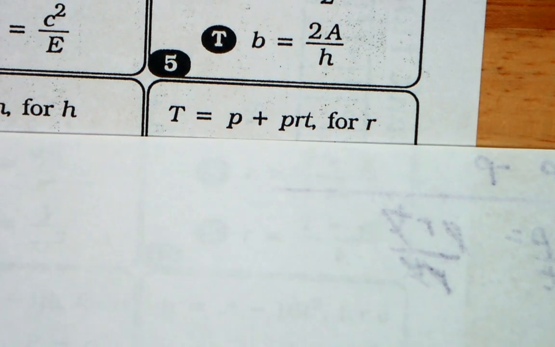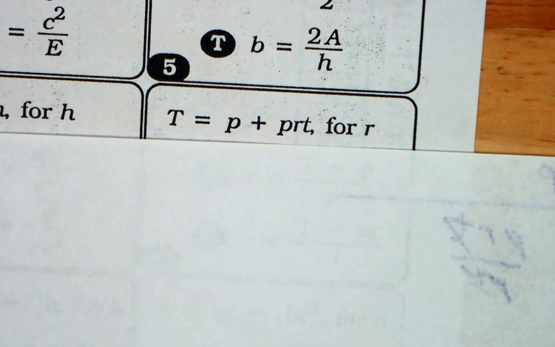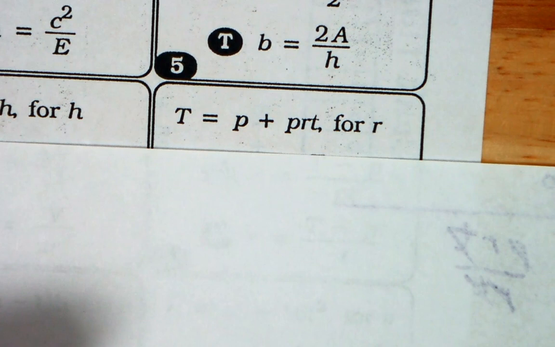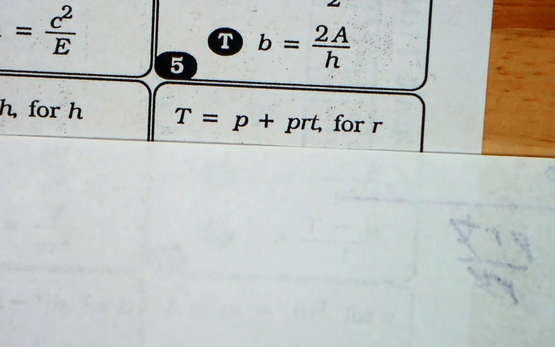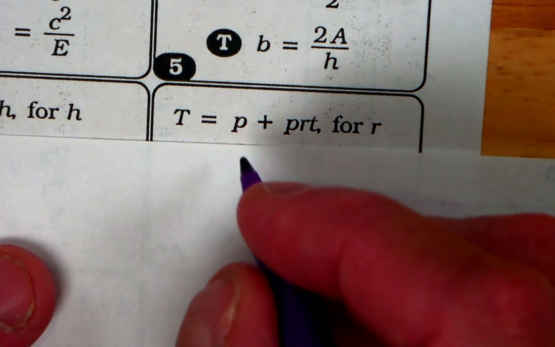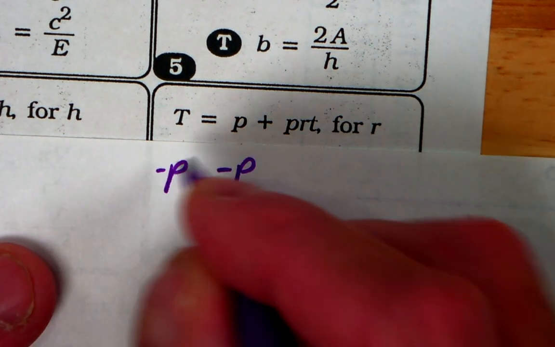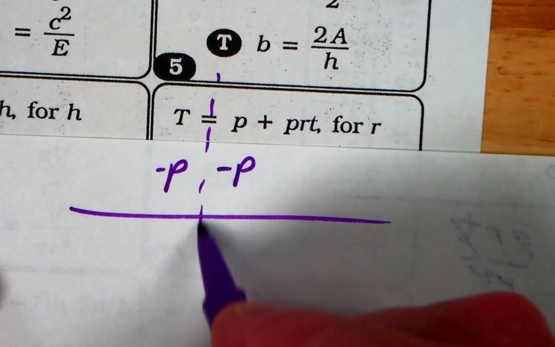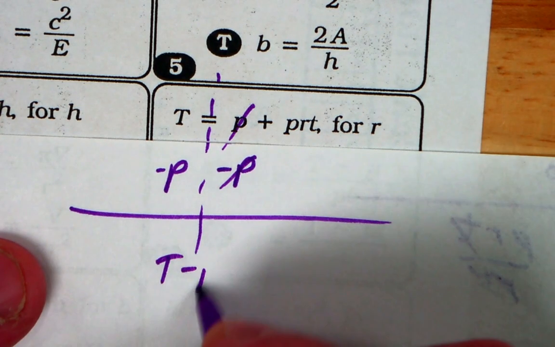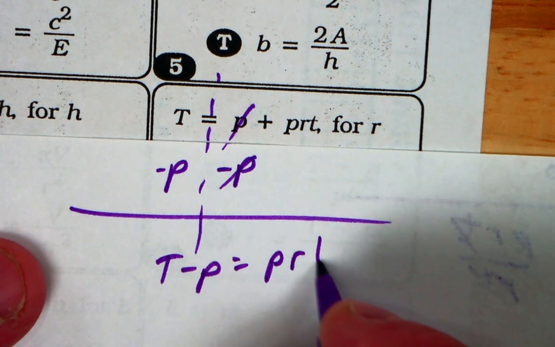This is actually the formula for simple interest. Let's get r by itself. So what should I do first? Subtract the p. So I'm going to subtract p from both sides. I'm always doing something to both sides. And so that cancels. I'm left with t minus p equals PRT.